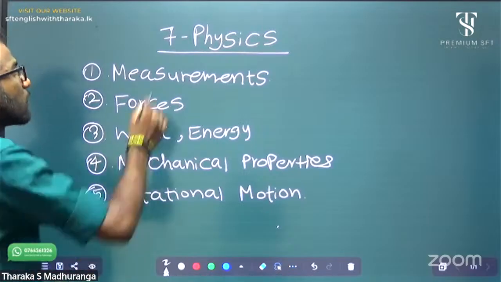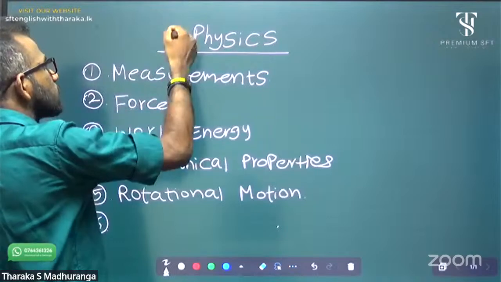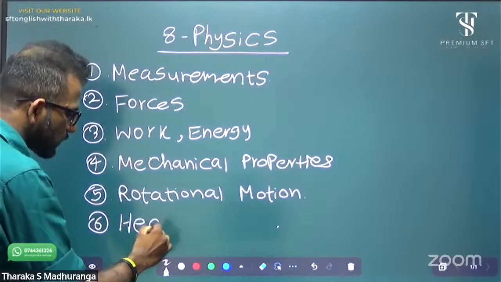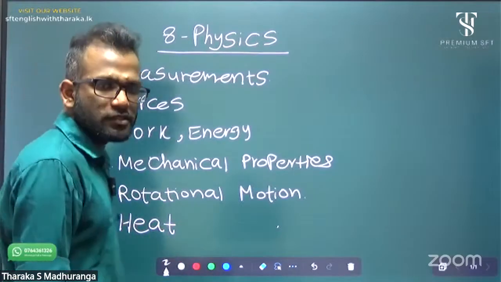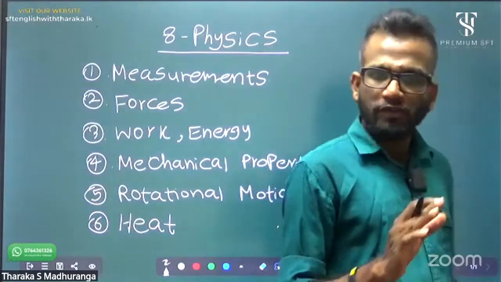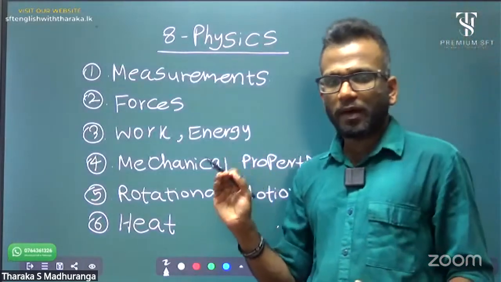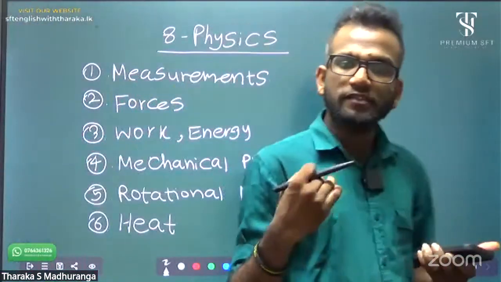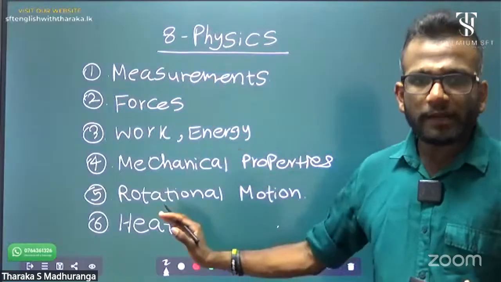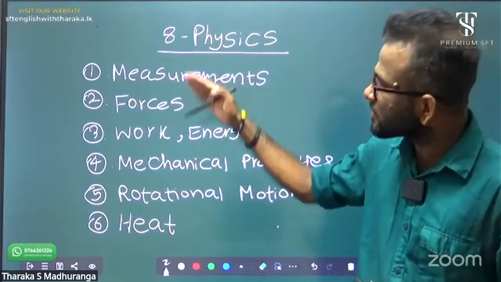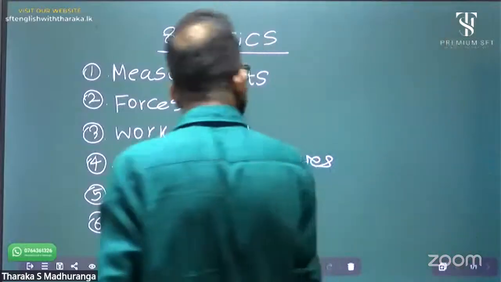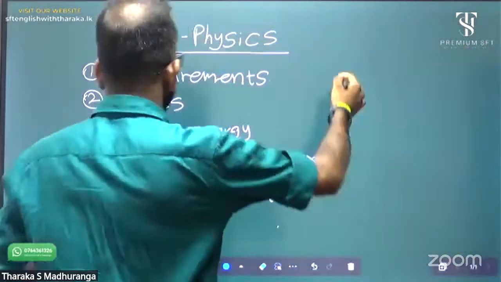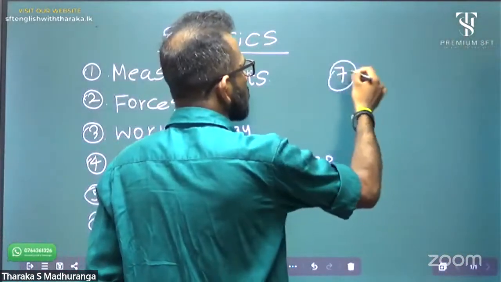Sixth one, we have eight lessons, not 7, 8 lessons. Sixth one, the heat lesson, heat energy, that we already discussed. Okay, measurement, forces, work energy, power, mechanical properties of matter, rotational motion, as well as the heat lesson are already completed. Okay, 6 lessons completed. We have another 2 main lessons. We have another 2 lessons: lesson 7, electricity.